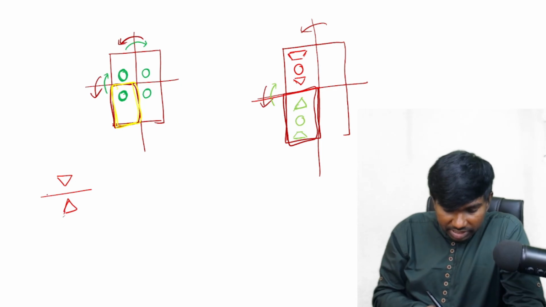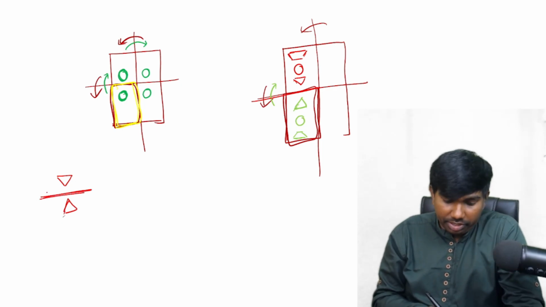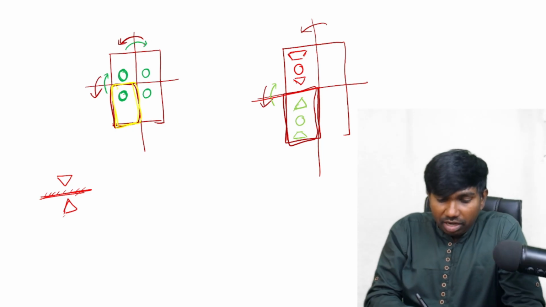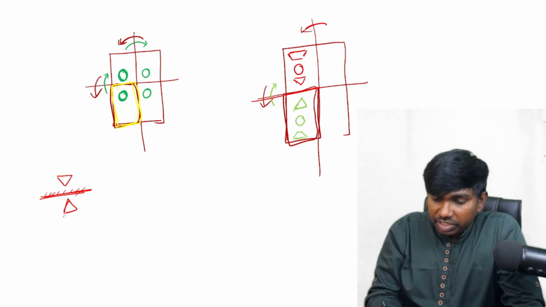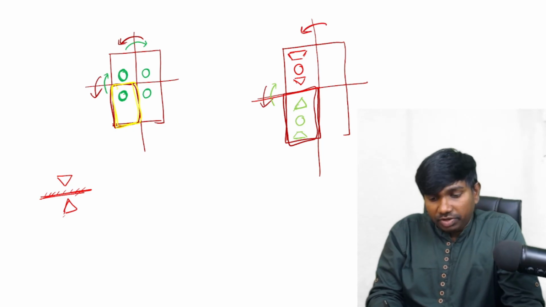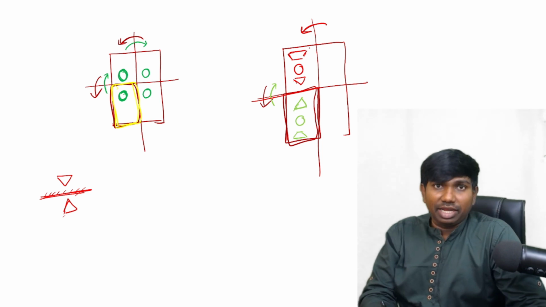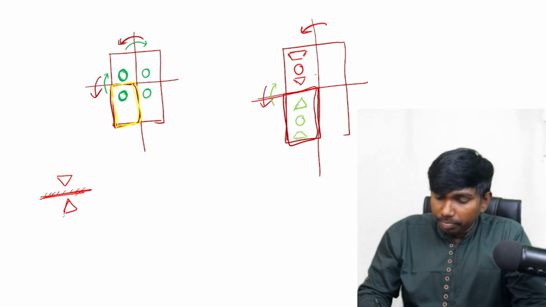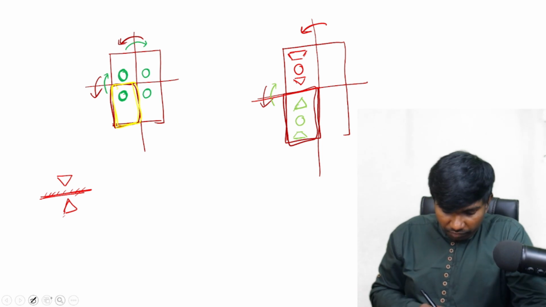That means this folded line is acting like a mirror, right? So simply, along whichever line we are rotating or folding the paper, consider that line as the mirror. Next, we have to unfold it completely.